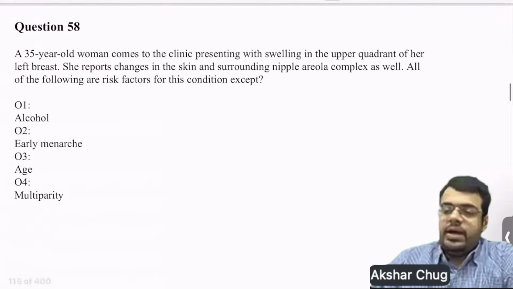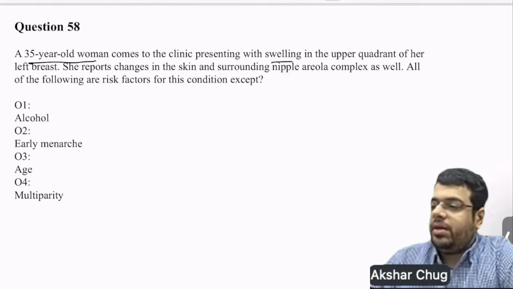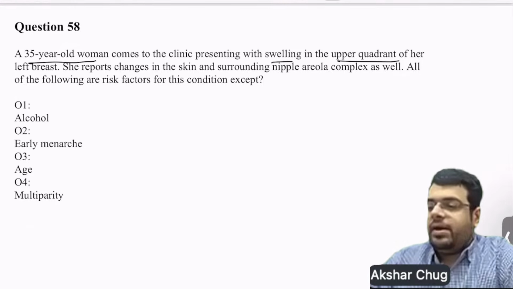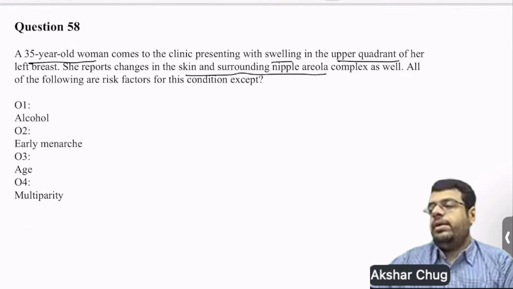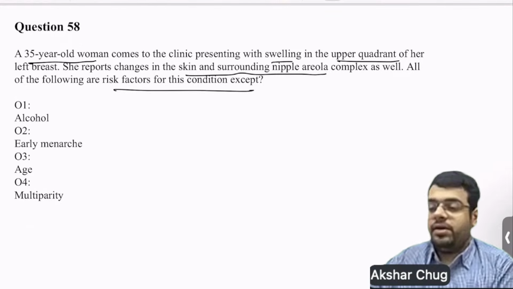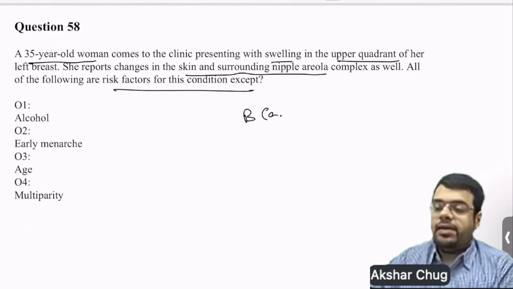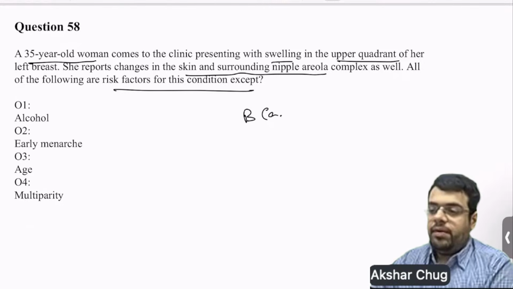Next, moving on to the 58th question. A 35-year-old woman comes to the clinic presenting with swelling in the upper quadrant of her left breast, and reports change in the skin and surrounding nipple-areolar complex as well. All of the following are risk factors of this condition except. So here we are dealing with breast CA. The risk factors of breast CA we are asked.